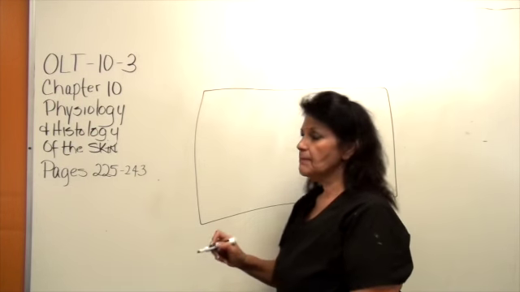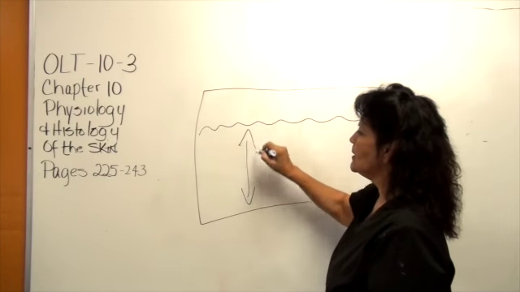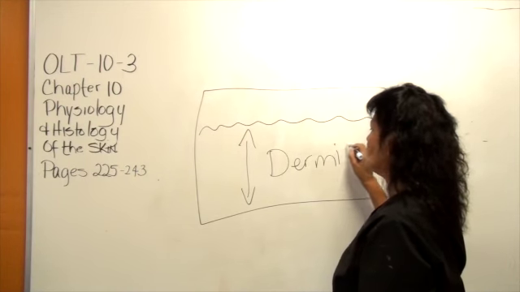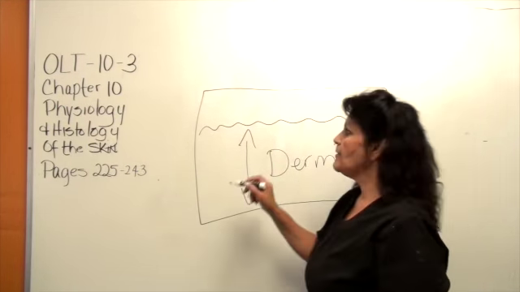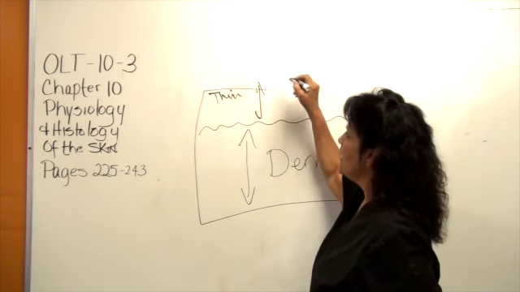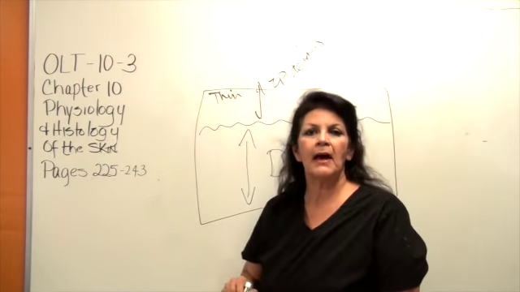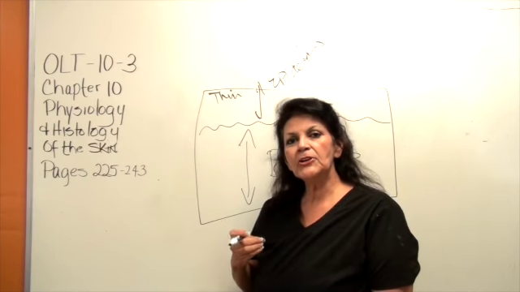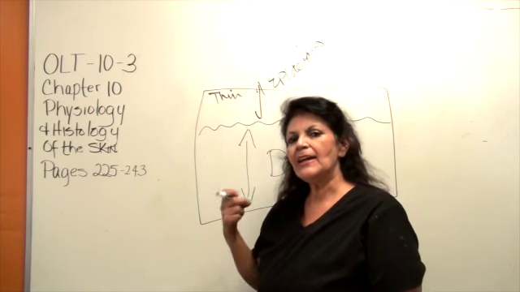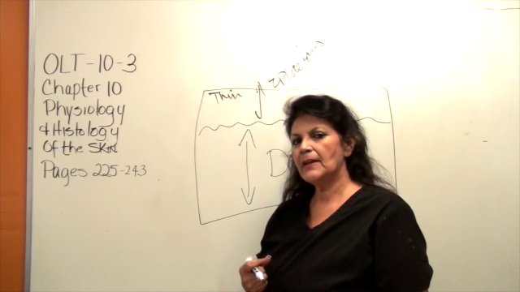When you're young, you have a large or thick dermis, and you have a very thin epidermis. Can anybody tell me why they think that would be? Why do you think when you're younger, 35 and under, that your epidermis is thinner and your dermis is thicker? Think about it for a half a second, okay?